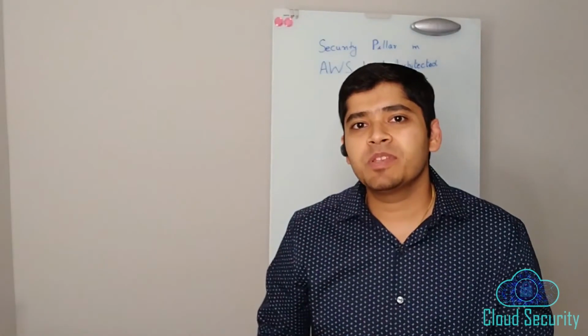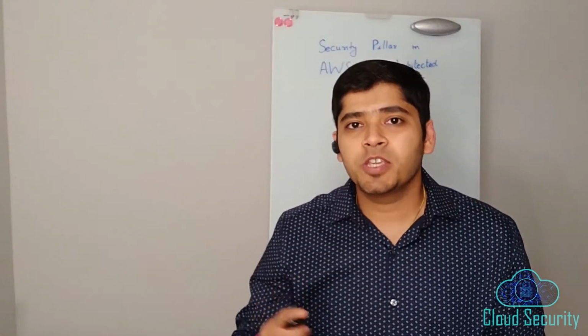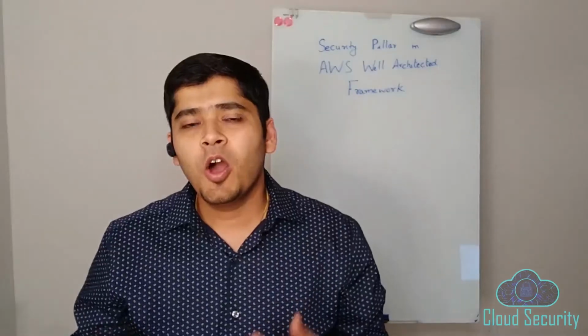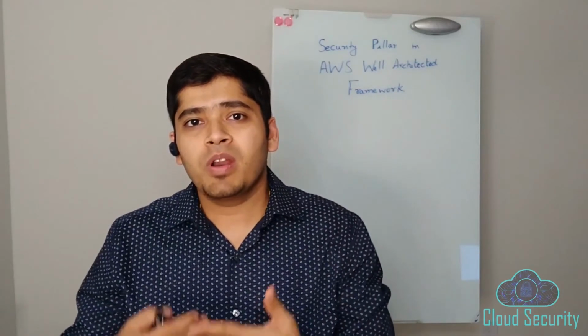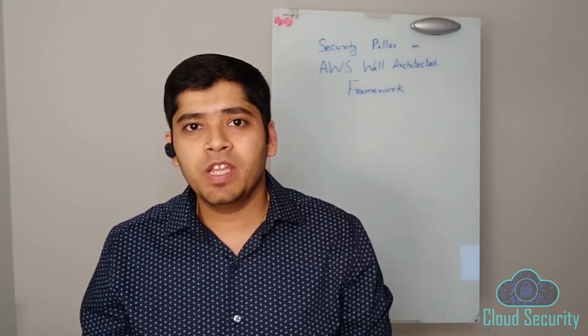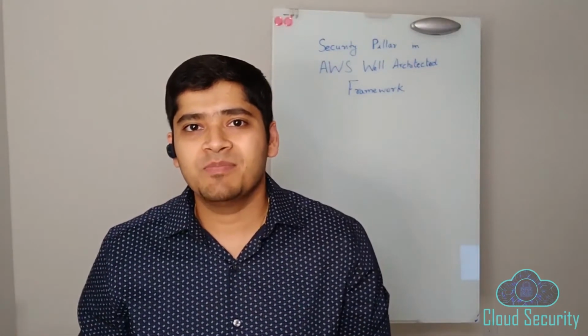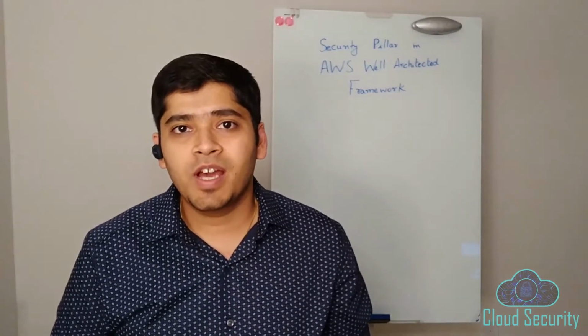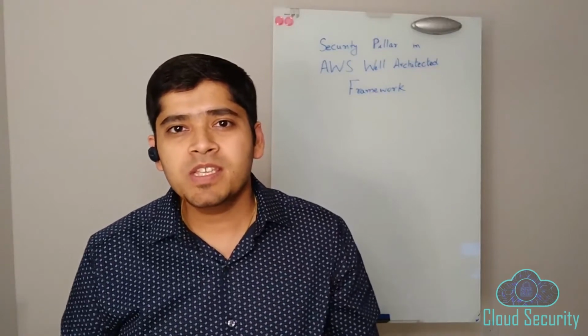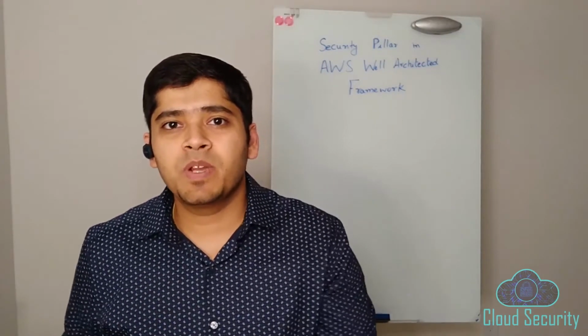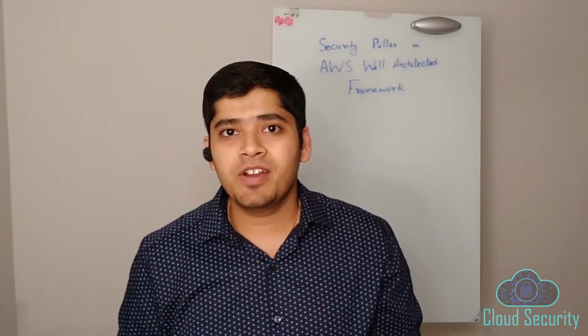The fourth design principle is automate security best practices. Automated security mechanisms help you scale more rapidly and cost effectively in terms of your security mechanisms. If you have secure architectures, security templates, proper processes in place, that's what this principle is referring to. The fifth design principle is protect the data in transit and at rest.